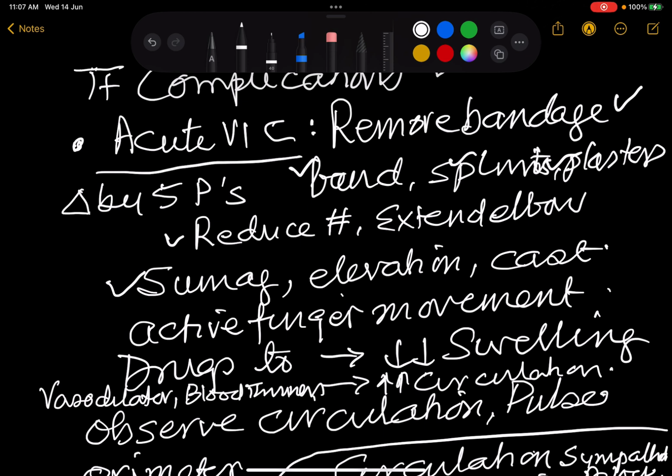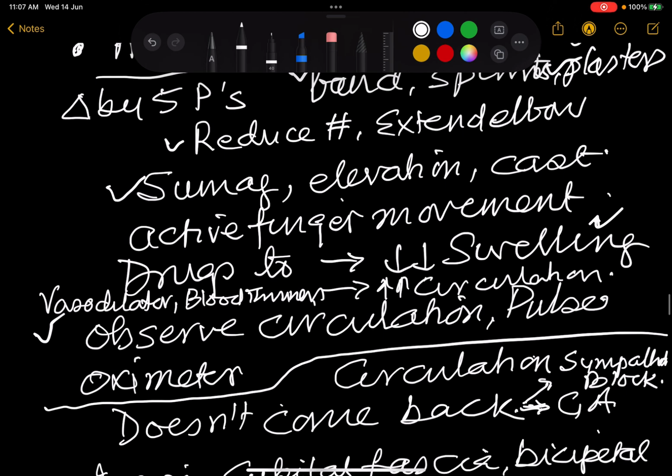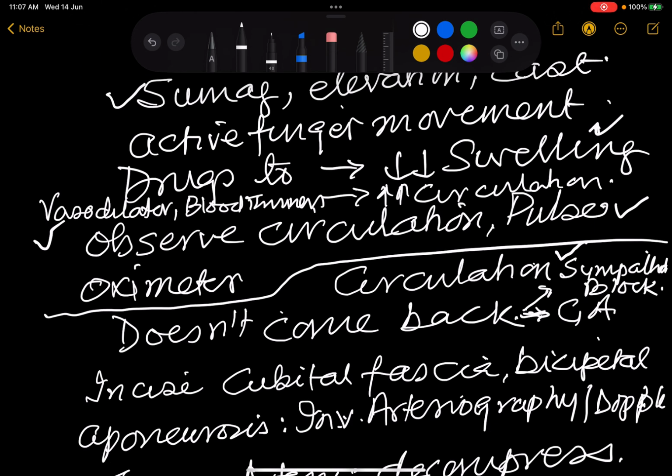Then you do active finger movements, and you can give drugs to decrease swelling, and you can use vasodilators and blood thinners to increase circulation. So you observe the circulation and you can monitor and quantify it by a pulse oximeter. Supposing the circulation does not come back, you can use anti-sympathetic drugs and you can do a sympathetic stellate ganglion block at the root of the first rib. Still if it doesn't come back, put the patient on general anesthesia.